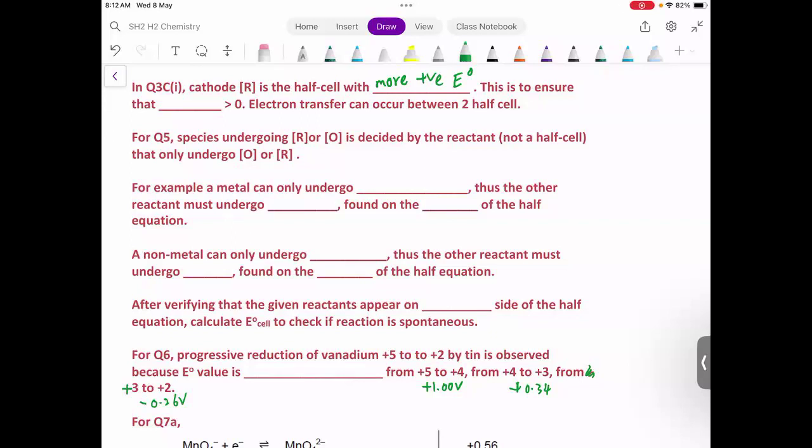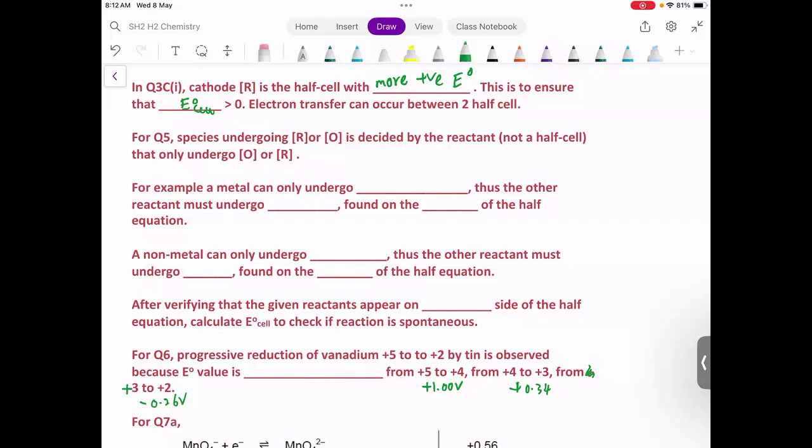So what is the significance of this? Why do we choose a more positive E0 to be the cathode? That is to ensure that when I combine any two half cells, E0 cell will naturally be more than 0. So when I connect two random half cells, it should be able to generate electricity, as long as there is a potential difference.